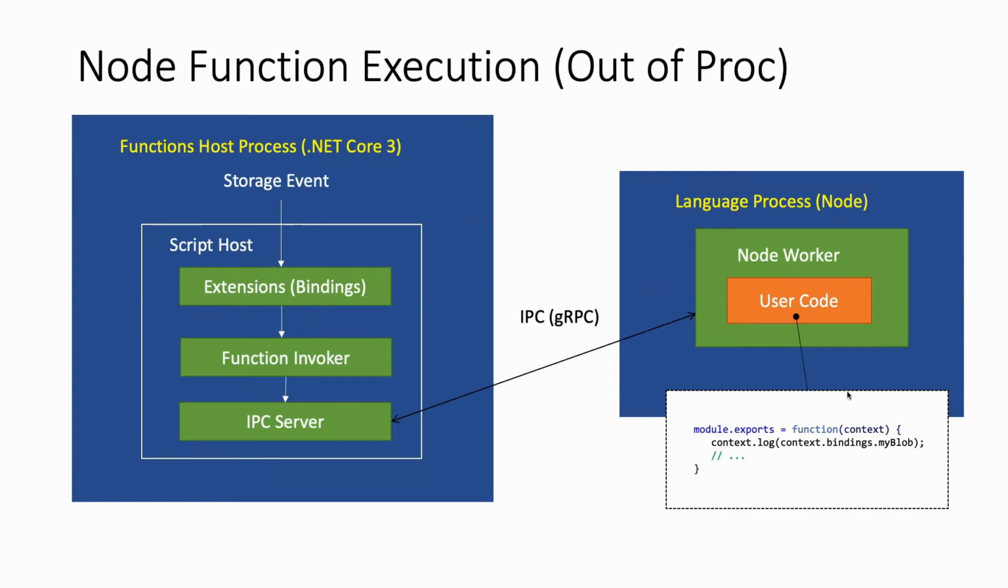Okay. And you may notice here that because this serialization and deserialization happens, you can't directly use the rich types like CloudBlockBlob that we were looking at earlier. That was possible for .NET functions, because again, you have this sort of inter-process communication going on.